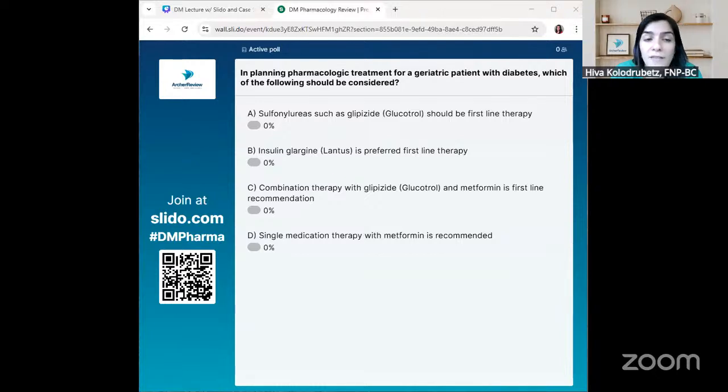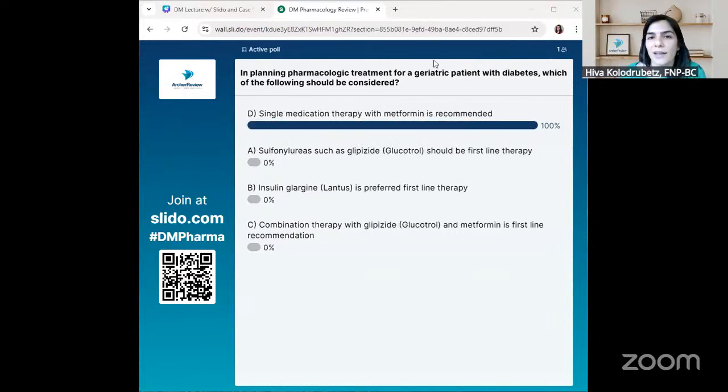Would you start them on a sulfonylurea, like a glipizide as your first-line therapy? Would you start them on insulin? Would you start them on a combination therapy? Or would you start them on metformin as your first line? What do you guys think? A, B, C, or D? Go ahead, tell me what you think.